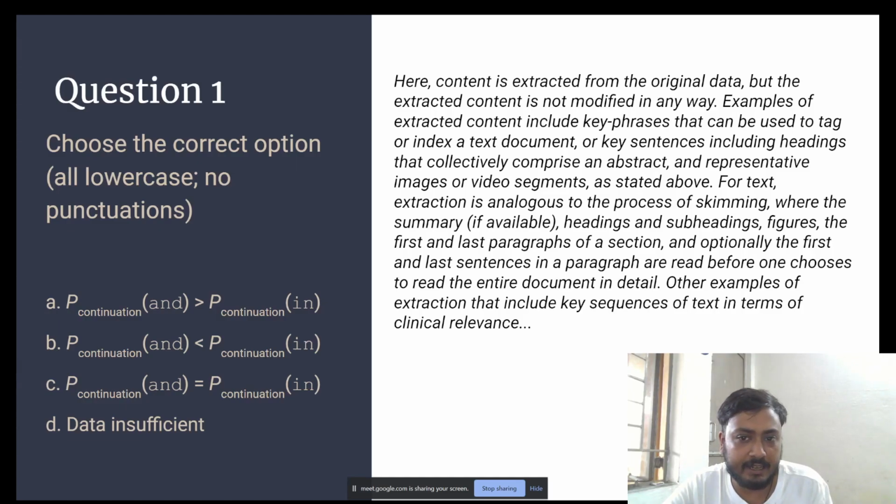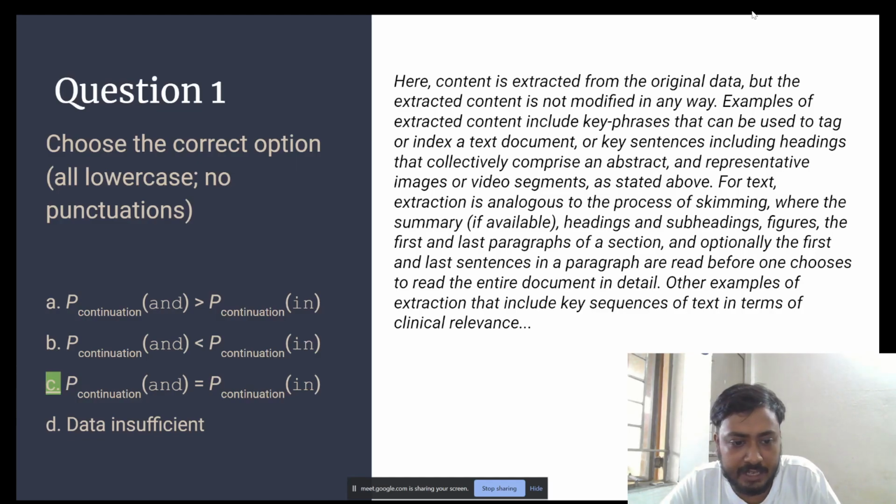So, firstly, you have this example passage over here, and they have asked to choose the correct option, which is like you have to find out the probability of continuation for these two words, which are "and" and "in", for the given text, and see how they compare. Because this is quite large, I'm going into the solution itself.